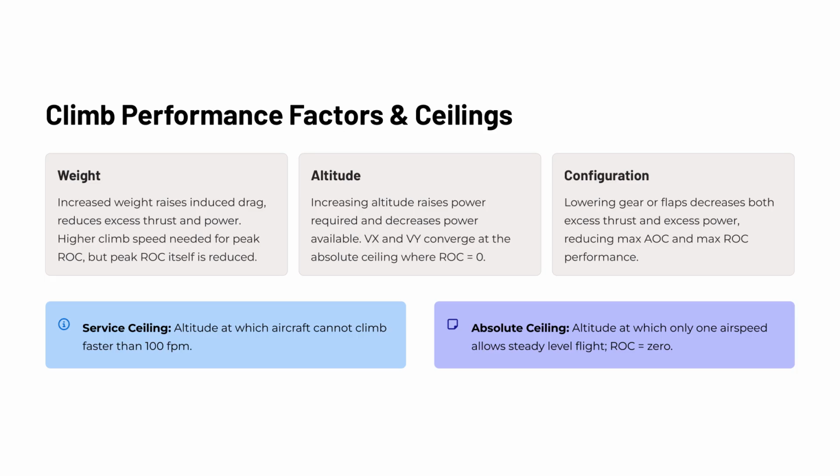The service ceiling is the altitude where your aircraft can no longer climb faster than 100 feet per minute. The absolute ceiling is the theoretical maximum, where rate of climb reaches zero and sustained level flight at only one precise airspeed is all that remains.